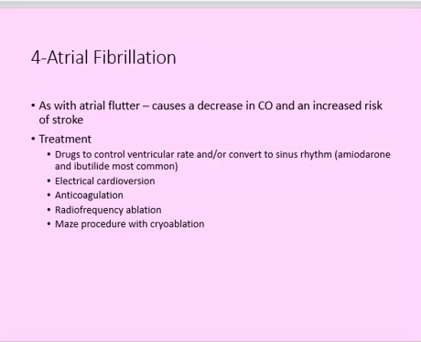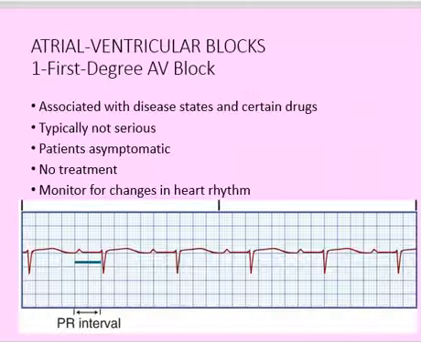So drugs, we talked about that. Amiodarone is one of the most common ones to try and get them to convert into sinus rhythm. Electrical cardioversion, anticoagulation, RFAs, and they can actually do a maze procedure with cryoablation, which is kind of freezing one of the electrical impulse pathways to convert. Again, look at your patient.